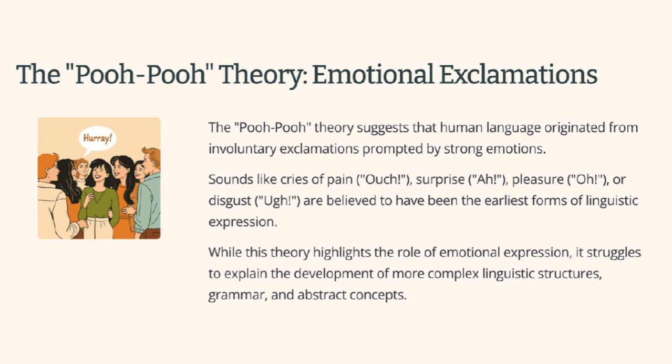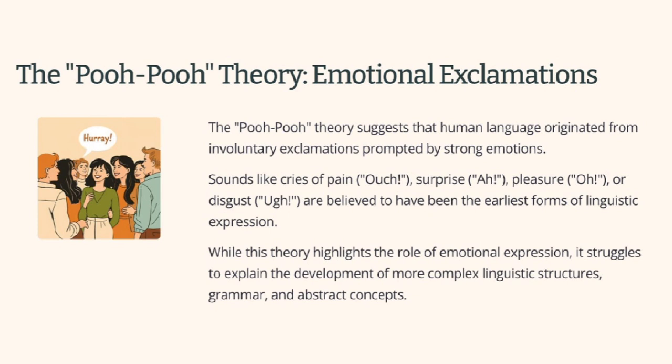Now, the next theory is the Pooh-Pooh theory. Language began with interjections, instinctive emotive cries such as oh, ow, hooray, ouch for pain. So this theory is about emotional exclamations. The Pooh-Pooh theory suggests that human language originated from involuntary exclamations. We don't voluntarily say hooray. It's like when you're happy, automatically from your inner self, these sounds come.